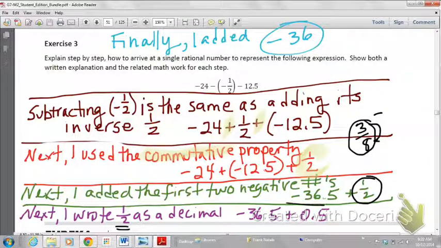So again, I ended up with this. And then finally, I just added those numbers. And again, remember, if I'm at negative 36.5 and I'm going to add a positive value, I'm going to move right on that number line, and that's going to take me to negative 36, which is this 0.5 to the right of negative 36.5.